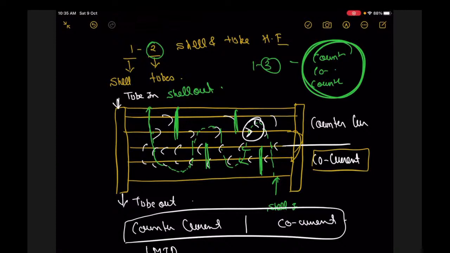Got it? Draw this diagram. Draw this fast.